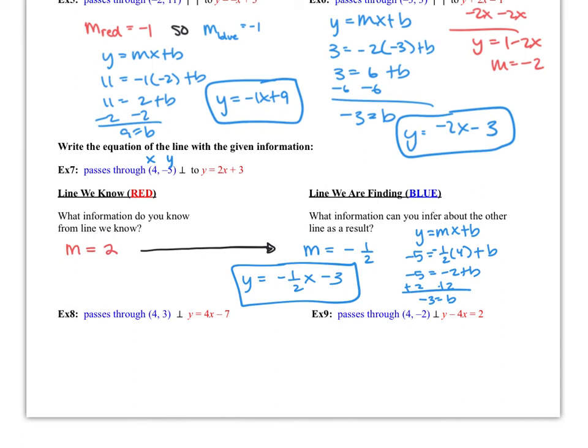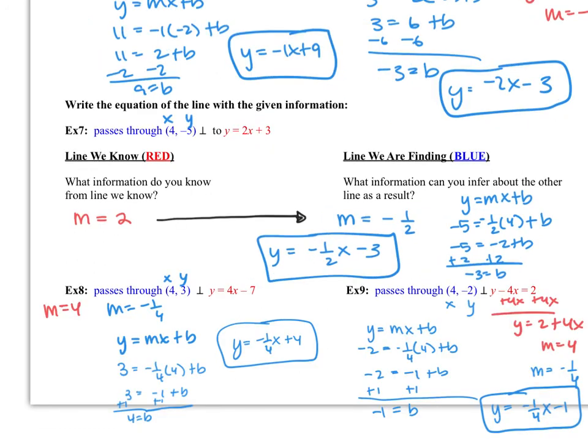You're going to try examples 8 and 9. In both cases, you're trying to come up with the blue slope-intercept equation. You know that it's perpendicular in both of these examples to the red line because of this symbol right here. Pause the video, press play when you're ready to check your answers.